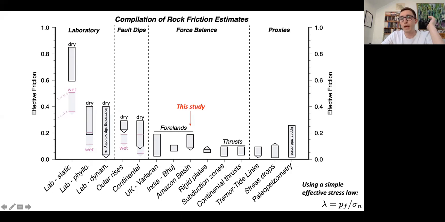It becomes interesting when we compare it to other geophysical estimates of rock, at least fault strength, that come from either laboratory estimates or from estimates of fault dip distributions, other force balance type methods like I've shown here, and also proxies, so things like paleopiezometry or earthquake stress drops. What we typically find is that across the board, all these geophysical estimates suggest that the effective frictional strength of faults is relatively low, less than about 0.3, and this is the static friction. So this is the sort of stress required to get the fault to break in the first place. I'm not talking about dynamic friction here.